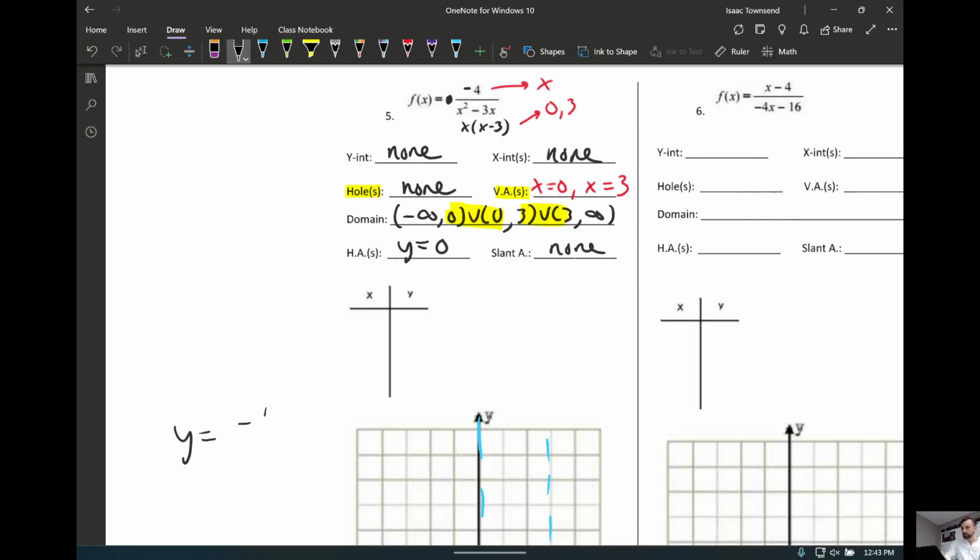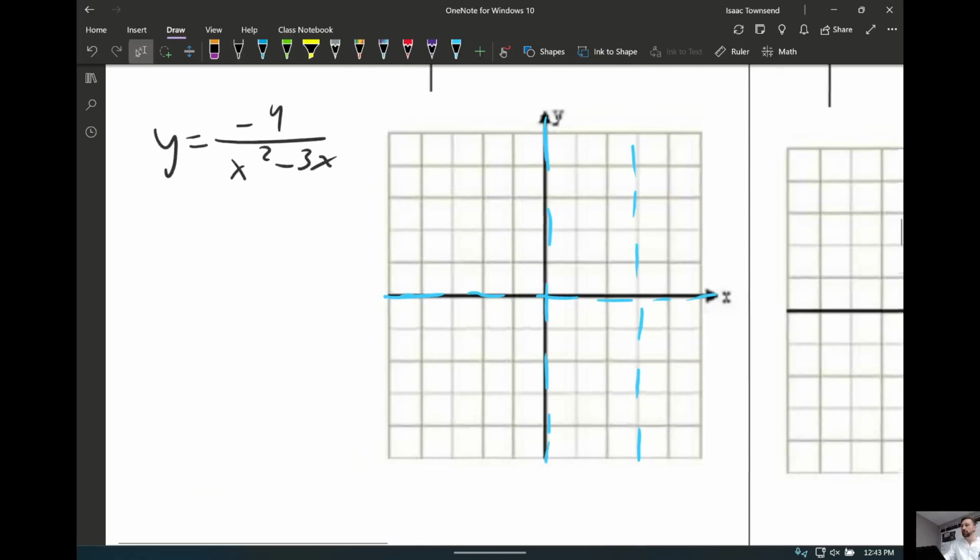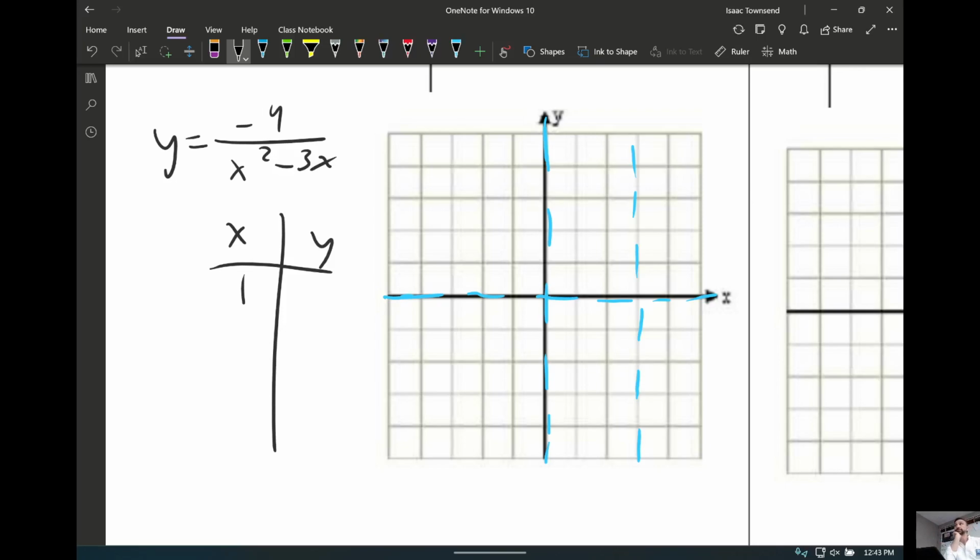So you've seen that I don't have to do this every single time, but I definitely need to here. So I would make a table if there wasn't one already made for us, and I'd start plugging in easy x values. If I plug in 1, I get -4 over 1 minus 3, which would be -2. So when x is 1, y is -2.